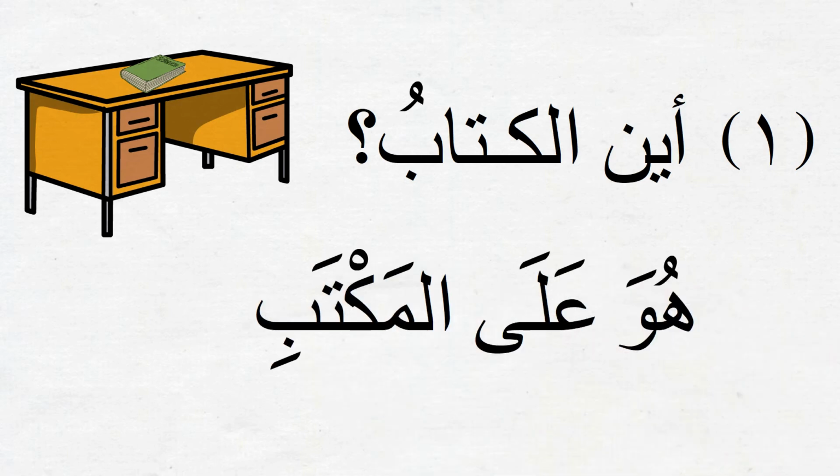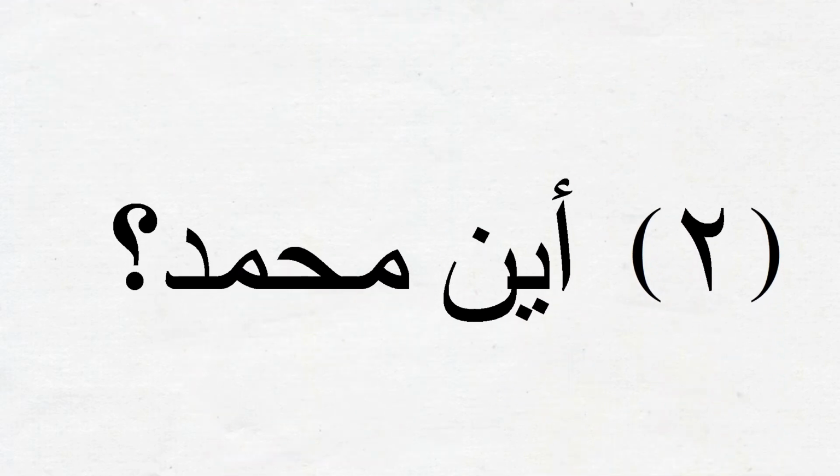Very good. هو على المكتب. It is on the desk. We are using huwa because the ism al-kitabu is مذكر. And what do we call the phrase على المكتب here? jar wa majrur. Very nice. How about huwa? It is ضمير, a special category ism. Very nice.